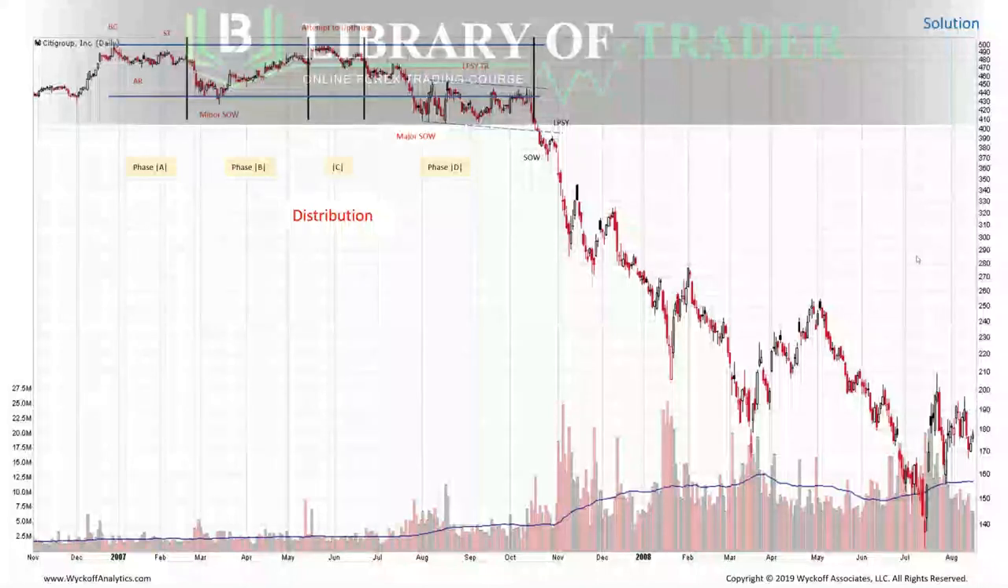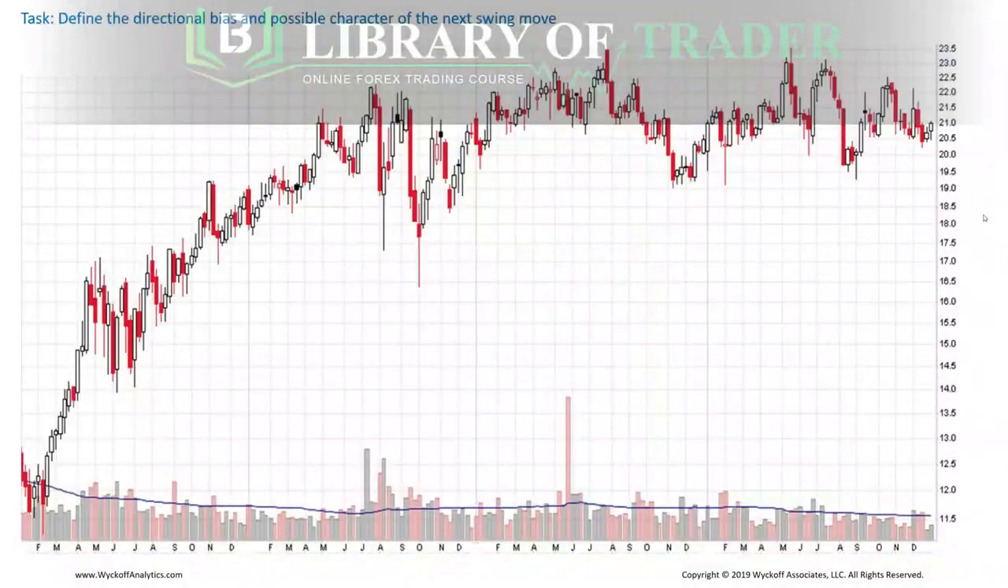All right, guys. Again, same assignment. Couple of minutes. Think about this and let me know what you think about this structure, accumulation or distribution.